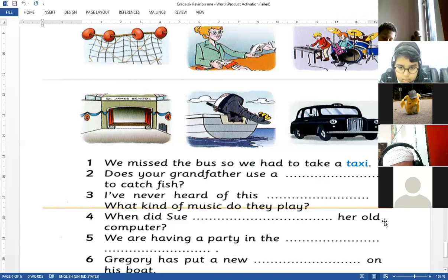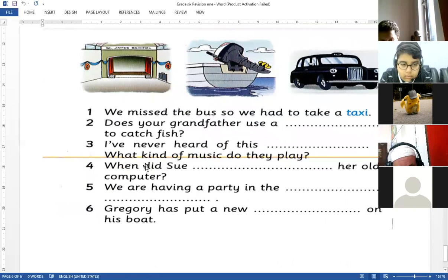Muhammad Salim, number four. Hello, teacher. How are you, my dear? Muhammad Salim, read. Number four. Yes. What kind of music? No. This is number four. When did Sue her old computer? When did Sue use or sell? We need to choose one from here. Okay. Sell her old computer.